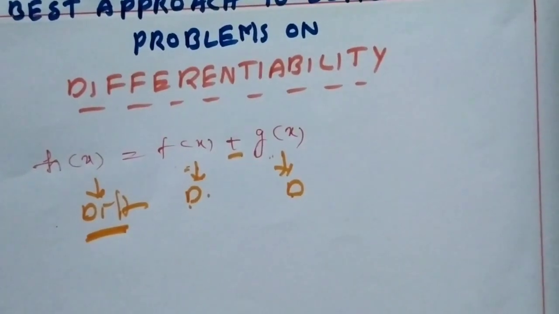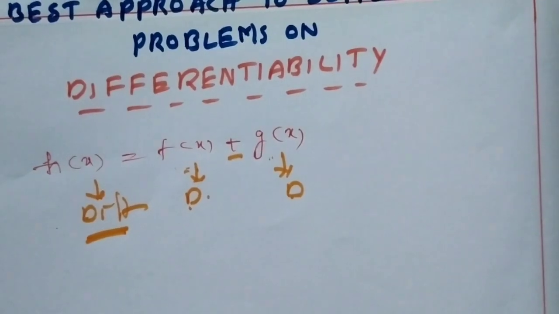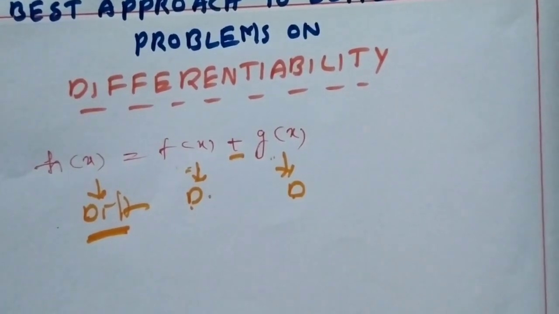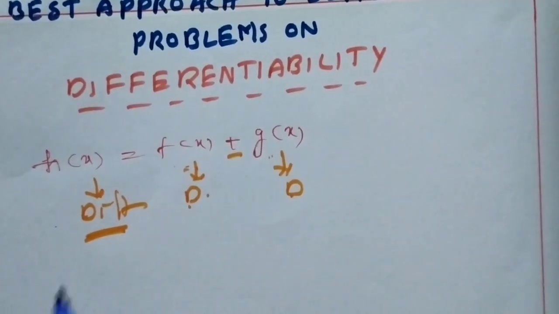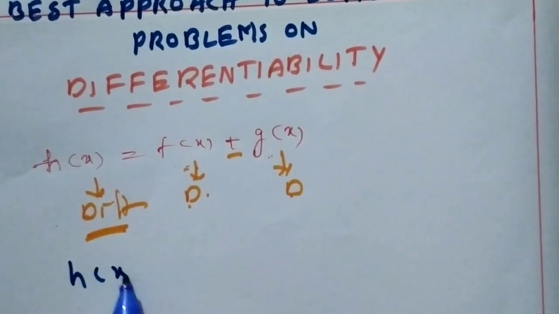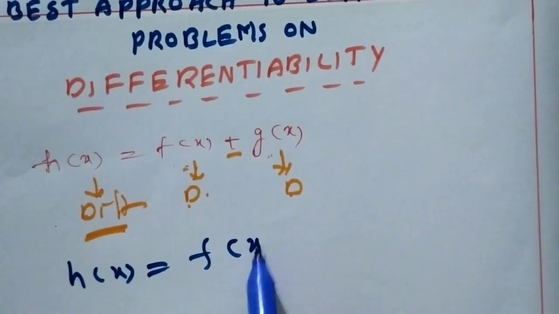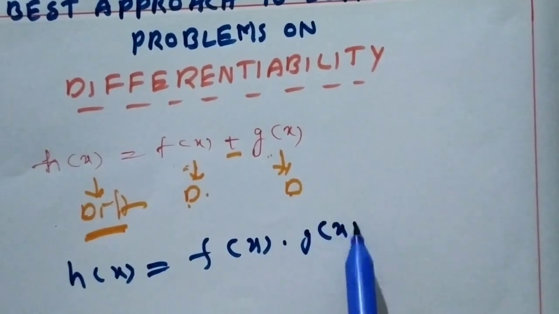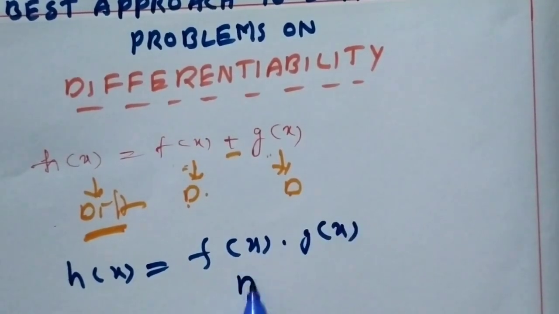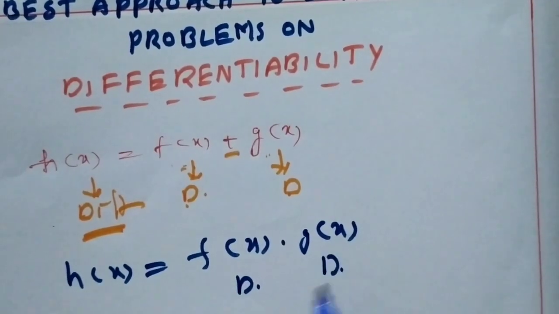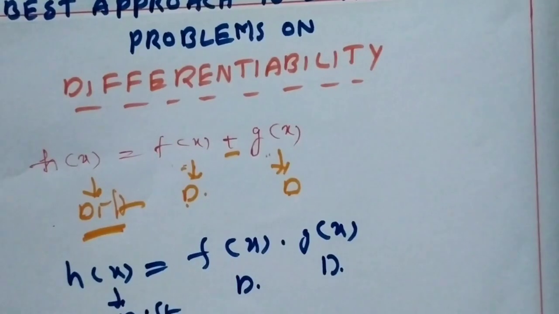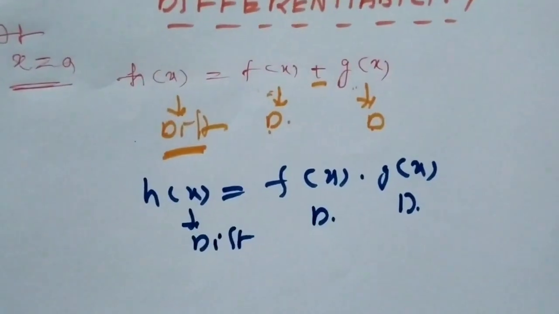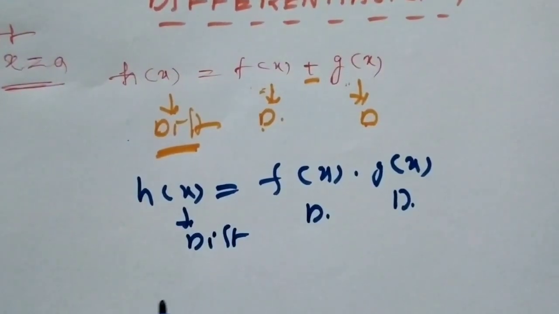Using this, we can simply say, suppose h of x is equal to f of x into g of x, the product of two functions. If both are differentiable, then their product is also a differentiable function. In a short manner we can declare that it is also a differentiable function.